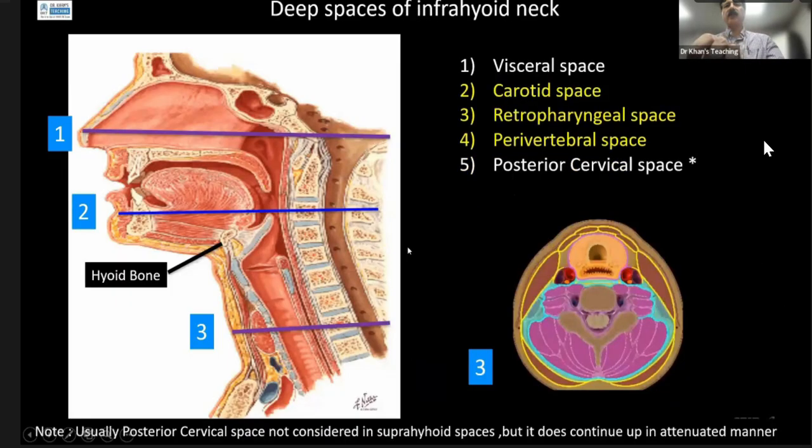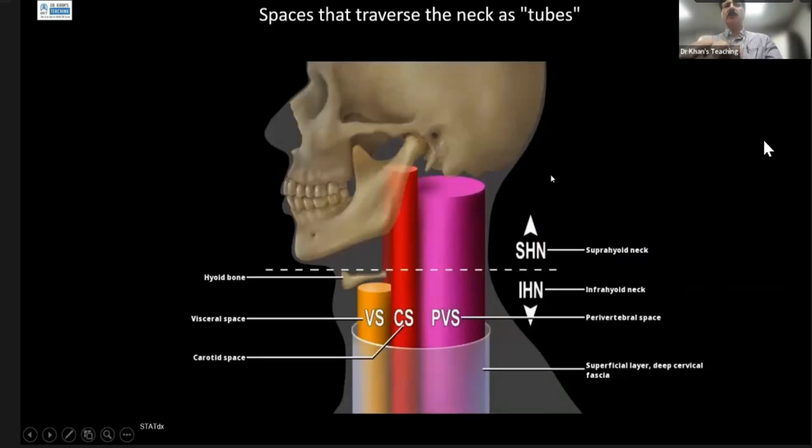And so this is infrahyoid neck. And here the carotid space, retropharyngeal space, perivertebral space, they continue. New space is a visceral space, and larynx is part of the visceral space. Then there is a posterior cervical space. Some of these spaces traverse the neck as tubes, and they go all the way to the base of skull.